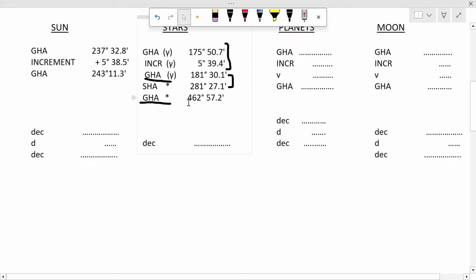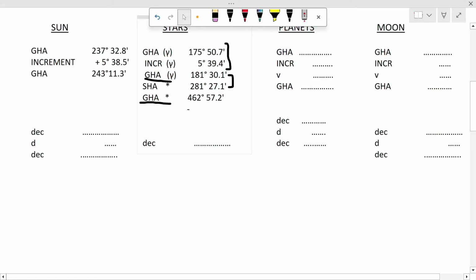Now as you know, 462 degrees is more than 360 degrees, which is the total angle of a circle. So 462 degrees is not practicable, so we have to subtract 360 degrees from it, and then we will get the GHA. If it's less than 360 degrees, then that will be the final GHA. If it's more than 360 degrees, as it's not practicable, because in a circle the total angle is 360 degrees, you subtract that, and then you will get the final GHA of the star.